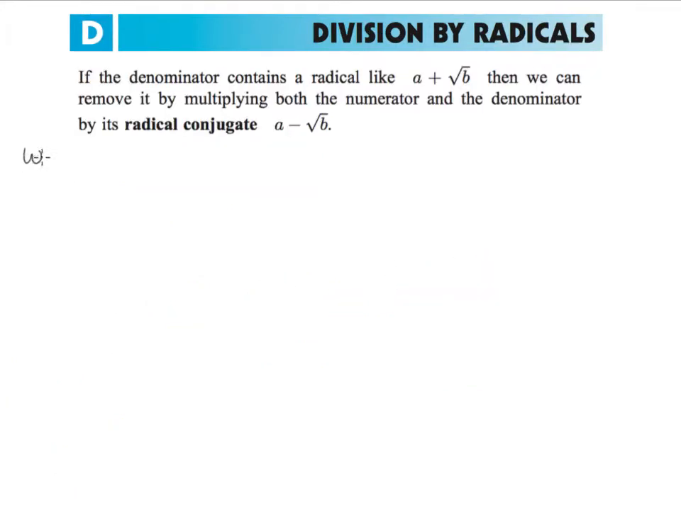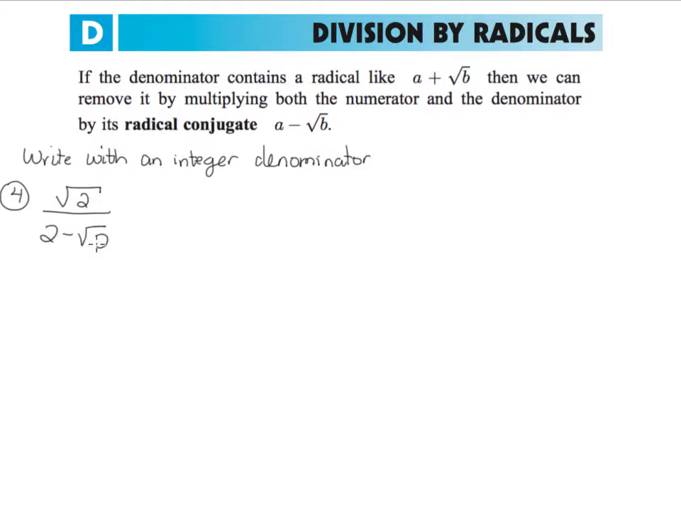In the examples on the previous page, we had a single term in the denominator. Now we're going to look at what we do when we have a binomial in the denominator, something in the form of a number plus a square root, so a plus the square root of b. To do this, you're going to have to rationalize the denominator by multiplying the top and bottom by the radical conjugate. If I have a plus the square root of b, its conjugate would be a minus the square root of b. So let's see how this works in example 4.